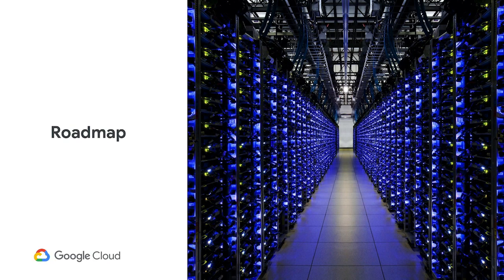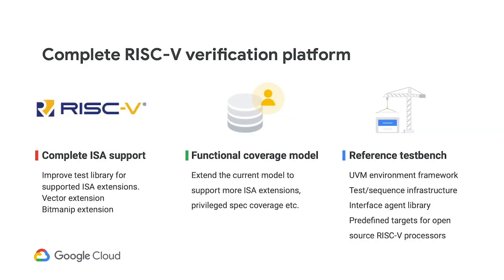Okay, the next thing is the roadmap. I think we are committed to making it better. There are mainly three things we want to talk about that we are going to do in the future. The first thing is that we want to make a complete RISC-V verification platform, which means we need to support all the verified ISA. So we are going to add the vector extension and the bit manipulation extension next year. On the coverage part, we are also going to make the functional coverage model more complete to support more interesting cases.